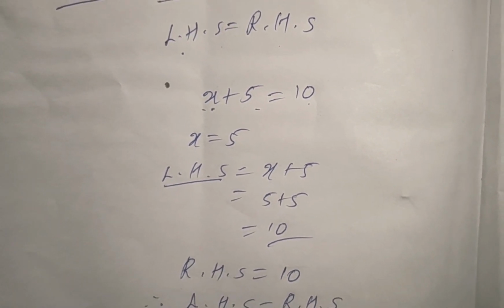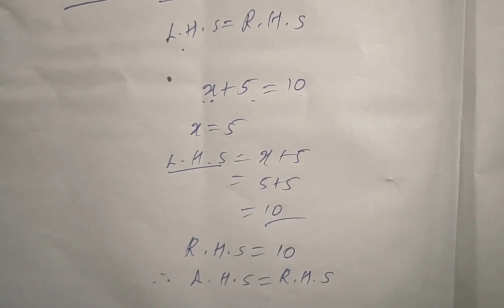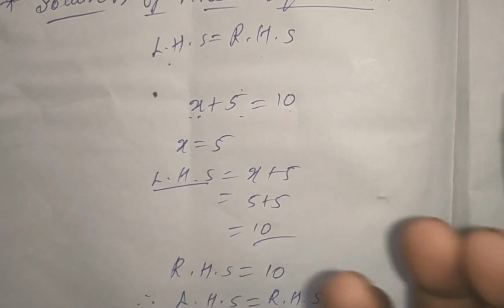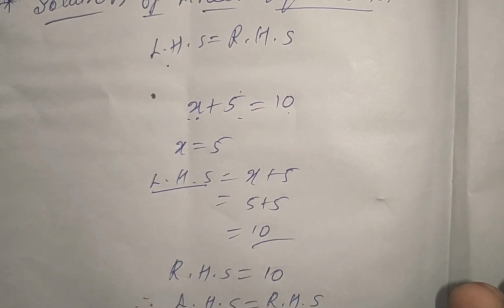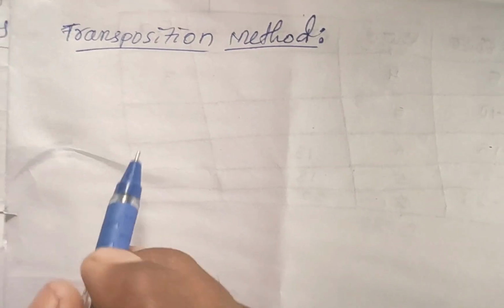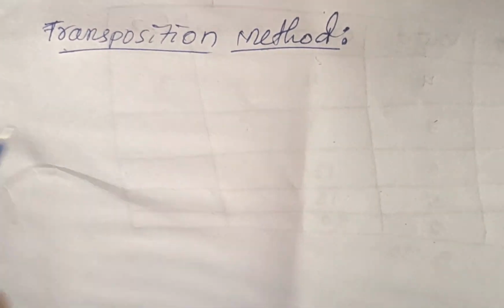So for that we have another method, that is the transposition method. So now I will solve by the transposition method. Let me take one example and solve by transposition method. First we will understand what the transposition method is. See, the name indicates transport. That means we need to shift from LHS to RHS or RHS to LHS.